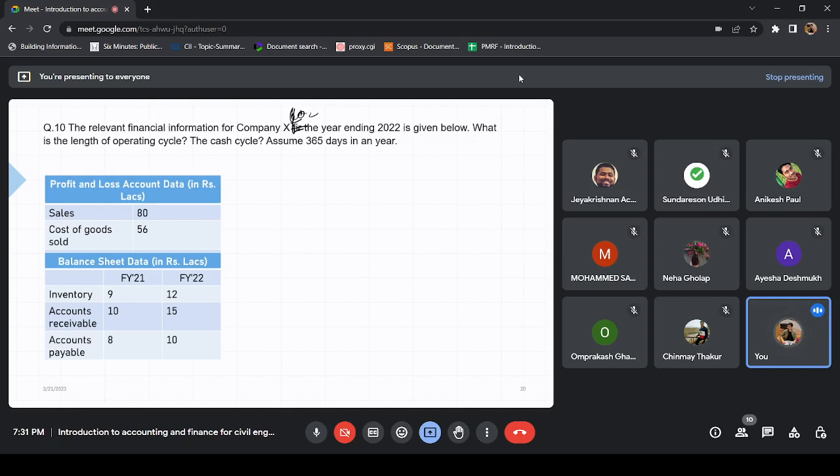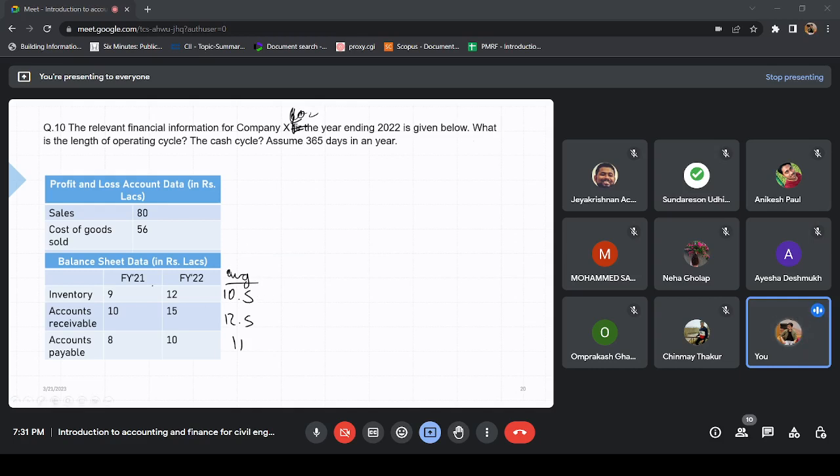So let's try breaking things down. These are two numbers. I'm not interested in what is happening at the exact moment. If we are talking about somewhere in the middle of the year, let's just average them out. So what is the average inventory? 9 plus 12 by 2, right? So your average becomes 10.5. This is 12.5 and this is 11.